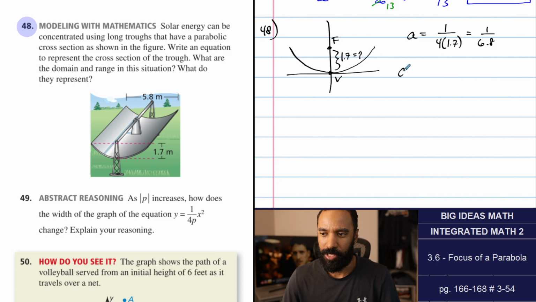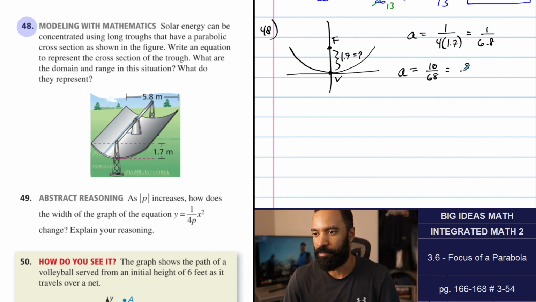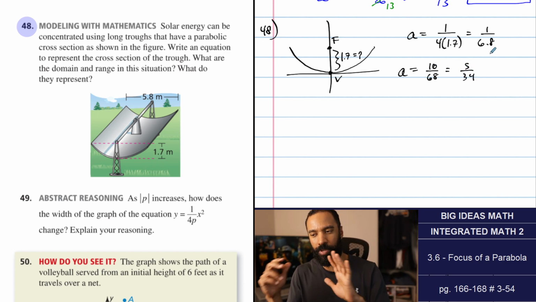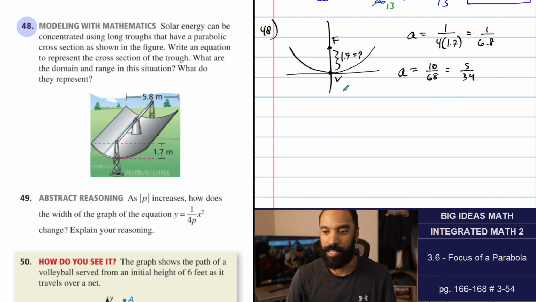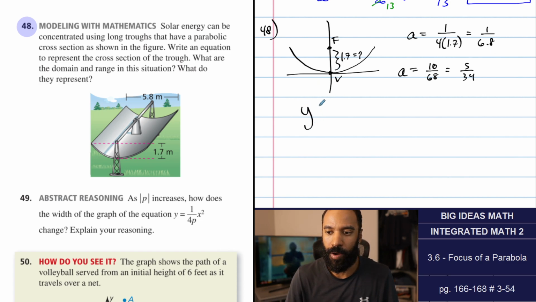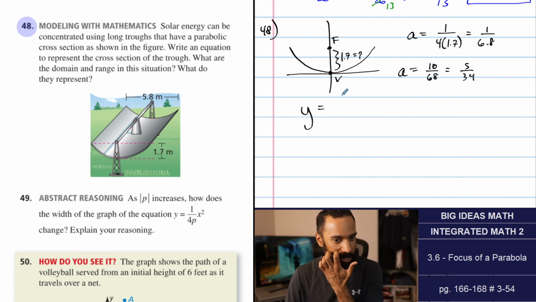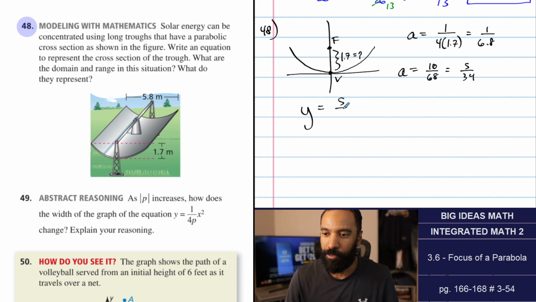And I'm going to do the same thing as last time. I'm going to multiply that by 10 and get 10 over 68. Divide both top and bottom by 2, and you get 5 over 34. And that's my best reduced fraction without a decimal in that answer. So my equation is going to be, and I'm going to make it a y equals equation this time, y equals 5/34 x squared.